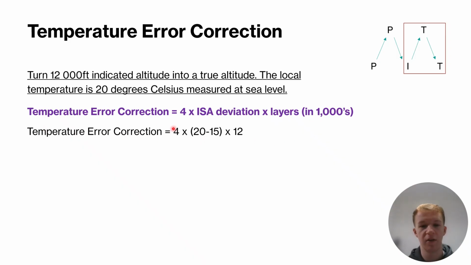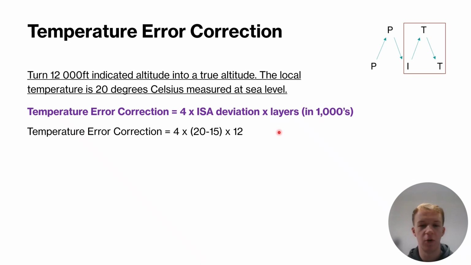Temperature error correction is equal to 4 times the isodeviation times the layers. For anyone who's not familiar with the isodeviation, I'd have a search of that now before you come back to this video, and we'll go through it again. So the temperature error correction is 4 times isodeviation times layers in 1000s. So if you had, for example, a 5,000 feet layer, that would just be 5.